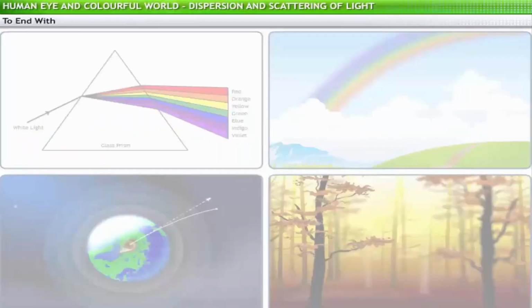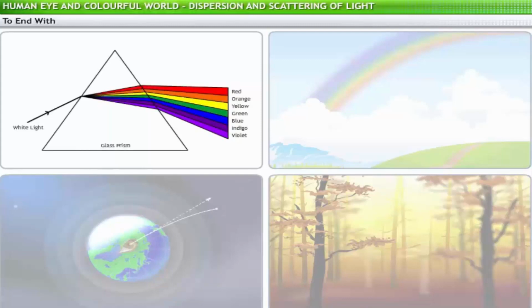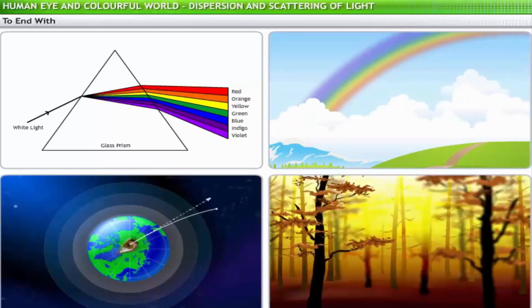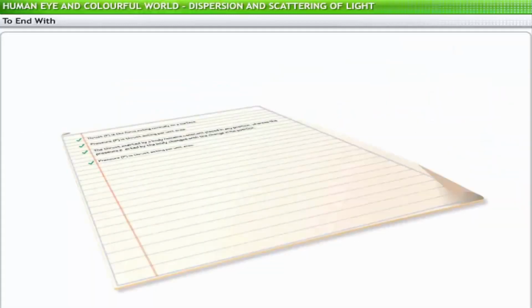This brings us to the end of this lesson on dispersion and the scattering of light. In this lesson, you have learned about refraction and dispersion of light through a triangular glass prism, formation of a rainbow, atmospheric refraction, and the scattering of light. To revisit the key points covered in this lesson, please review the flashcard at the end of this lesson.